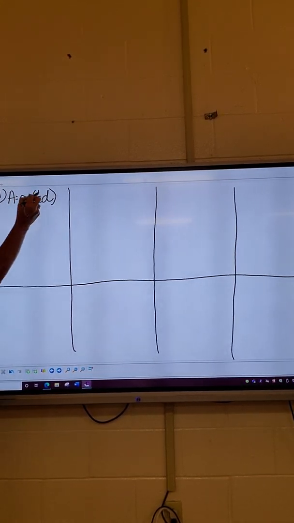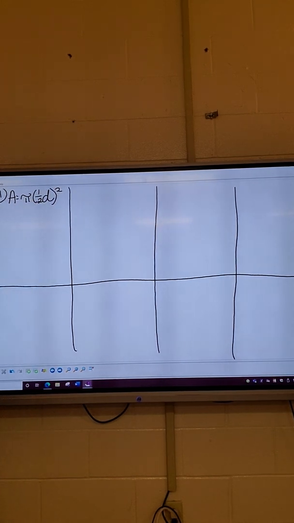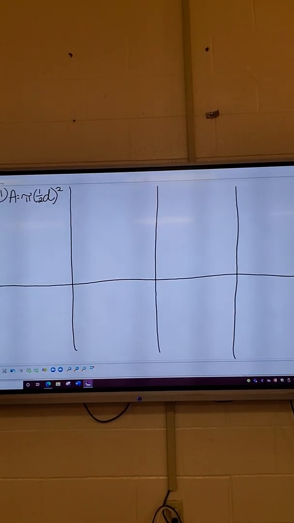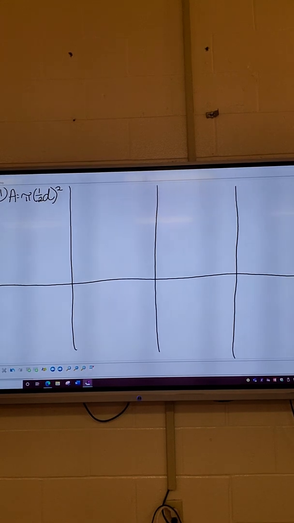squared, because 1/2 of D is R. Okay? 1/2 of D is R. But because we're given the diameter, we've got to take half the diameter, square it, and then multiply it by pi.